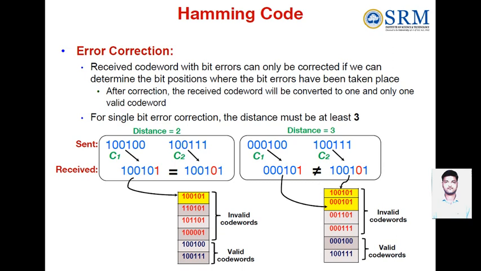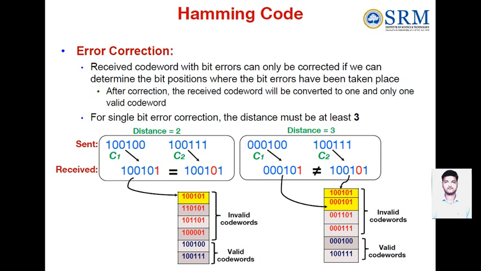There is a conflict. A similar thing can happen for C2 also. Check with the valid code words. Both the code words are valid for this invalid code. Then there is a conflict. Distance equals 2 is not okay for error correction. For successful error correction, now we take distance equals 3.